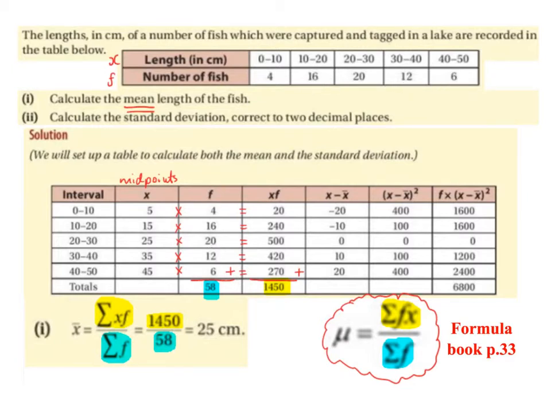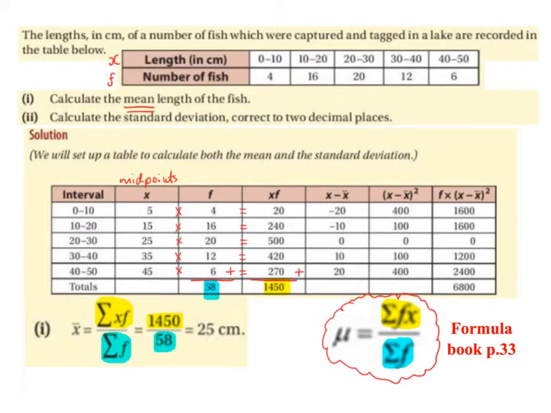Our next column is xf. So we're going to multiply our x values by our f values, our frequency. 5 multiplied by 4 is 20. 15 multiplied by 16 is 240. 25 multiplied by 20 is 500, and so on. So now we have our xf column. We need to add up our frequencies, 58, and add up our xf column, 1450, and divide the sum of x times f by the sum of f, which is 1450 divided by 58, which is 25 centimeters. So x bar, or the mean, is 25 centimeters. So we got this formula from page 33.